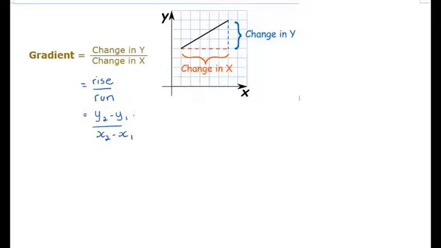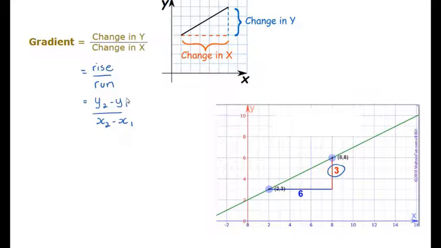So what this means is the difference between the two y values, which is going to be our height or our change in y, and the difference between my two x values, which is going to be my change in x. So let's look at this example.